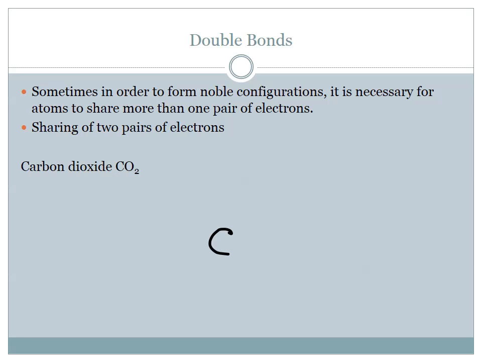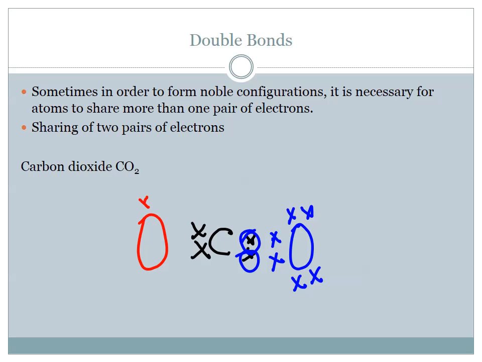So carbon is the central atom. It has 4 valence electrons. On each side of carbon, there's an oxygen. Oxygen's 6 electrons are arranged around it, and because it's sharing with the carbon's electrons here, oxygen now has a full outer shell. And the same occurs on the other side.